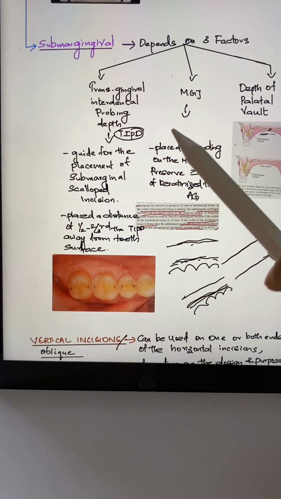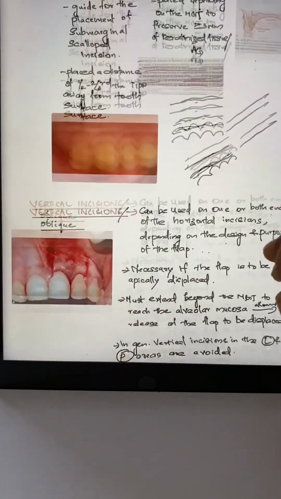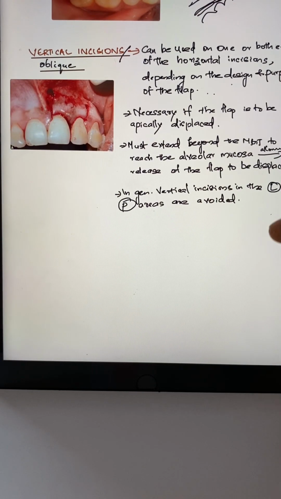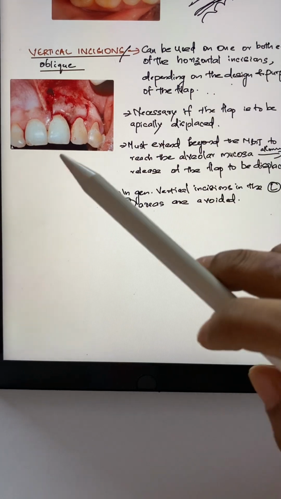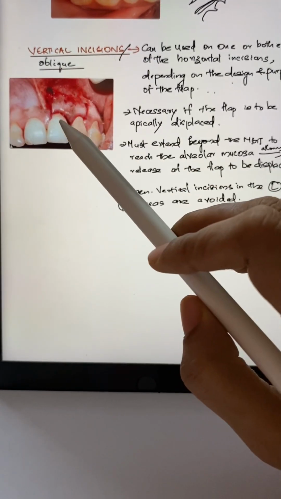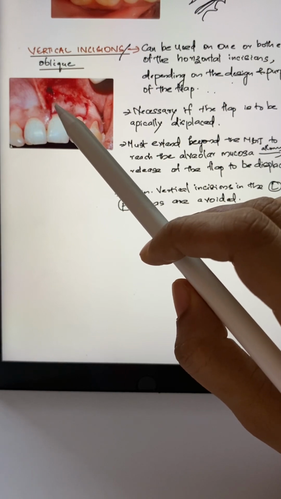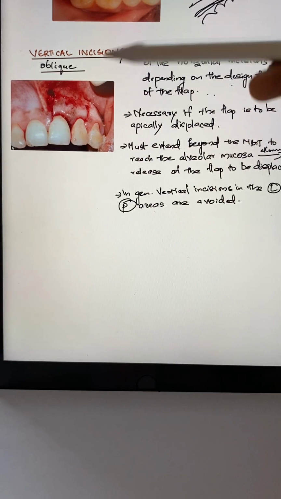The decision has to be made based on these three criteria. And next is vertical incisions or oblique release incisions. These can be used on one or both ends of the horizontal incisions depending on the design and purpose of the flap. And this vertical incision is necessary if the flap is to be apically displaced.